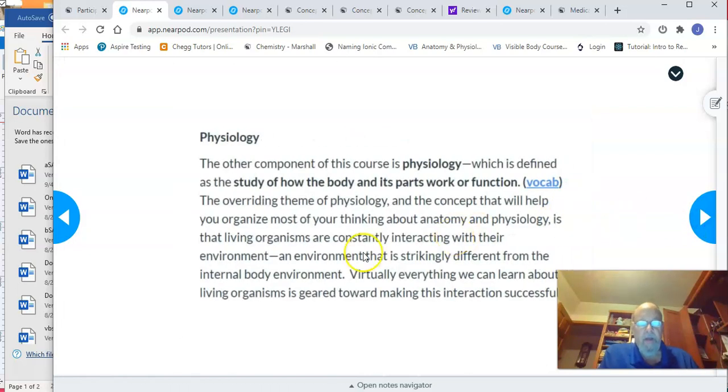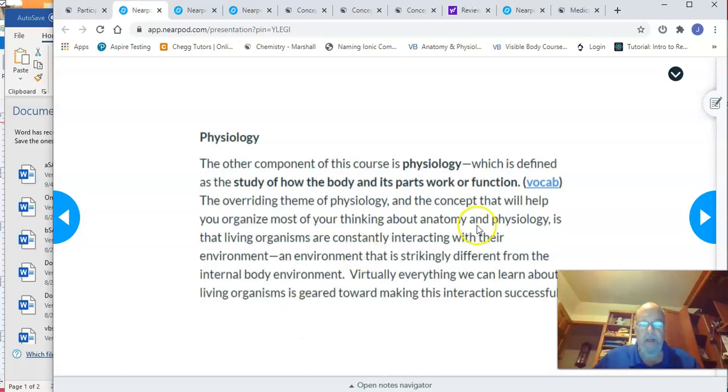Okay, so we've already talked about the idea of anatomy, the structure of things, and we talked a lot about how structure reflects physiology, structure reflects function. Well, this is the function part of it. The physiology is the function part of it. So the other component of this course, aside from anatomy, is physiology, and this is defined as the study of how the body and its parts work or function.